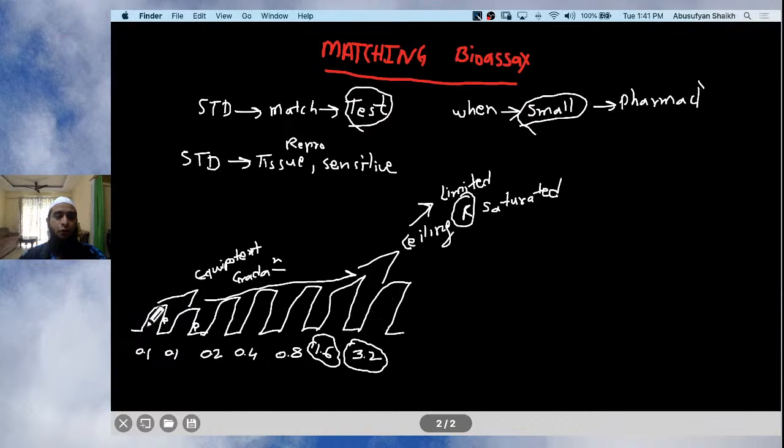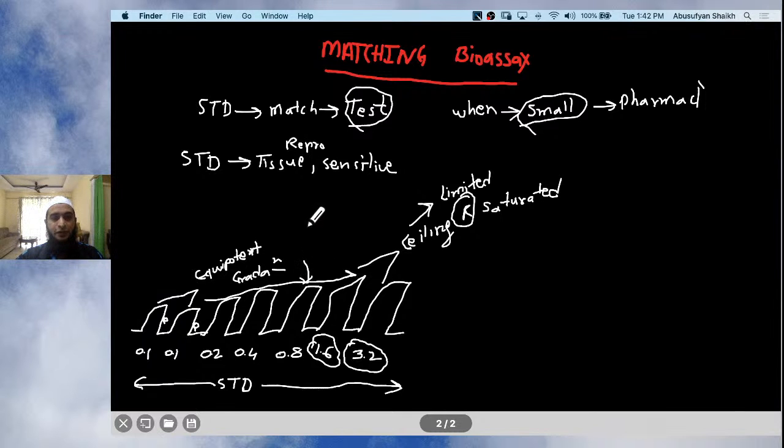So you have to continue this DRC of the standard. The DRC means the dose response curve of the standard up to the ceiling effect. Once you get the ceiling effect, then you can stop giving the dose of the standard. Now again, if you want to confirm whether your tissue is giving a reproducible response or not, then what you can do is give one more dose of the standard. You can try with the submax dose.